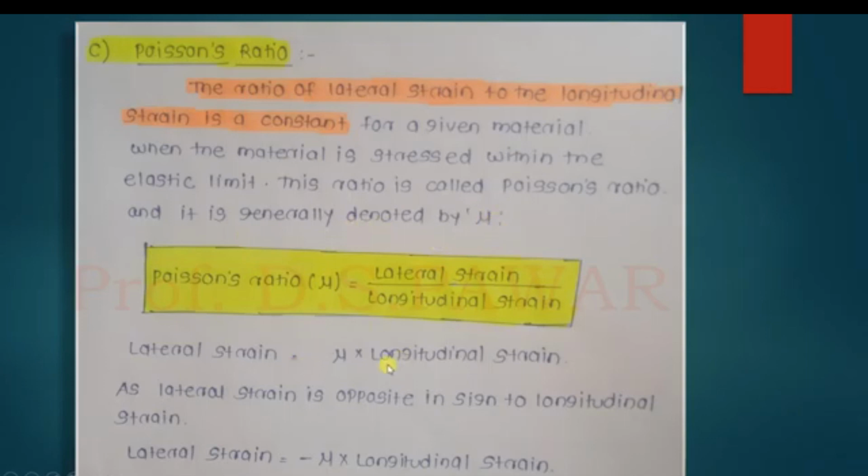So lateral strain is equal to mu into longitudinal strain. Using this formula, as lateral strain is opposite in sign to the longitudinal strain, already we have seen that when longitudinal strain increases in one direction, lateral strain is going to decrease in the other direction. So the sign will be opposite. That's why I can write lateral strain is equal to minus mu into longitudinal strain. So this is the definition of Poisson's ratio, lateral strain divided by longitudinal strain.